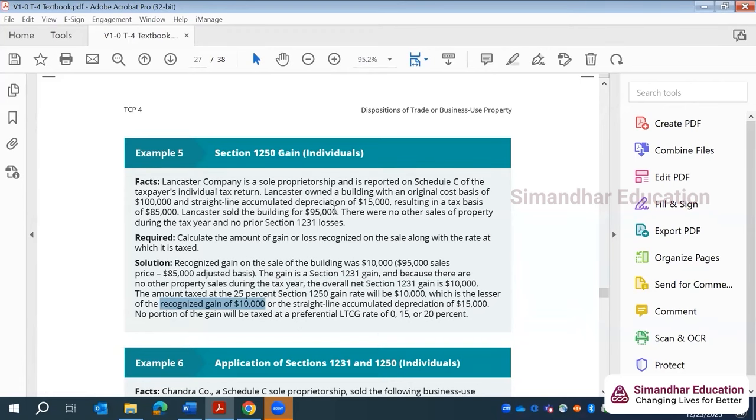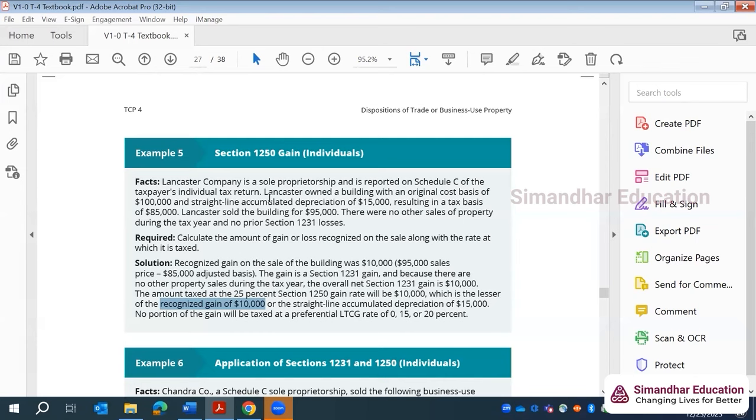Now, in the same example, if I change the sale price of the building to $105,000 and everything else remains the same, then what will be my Section 1250 gain and what will be my Section 1231 gain? If I simply change the sale price of the building and all the facts remain the same, the sale price is $105,000 now.